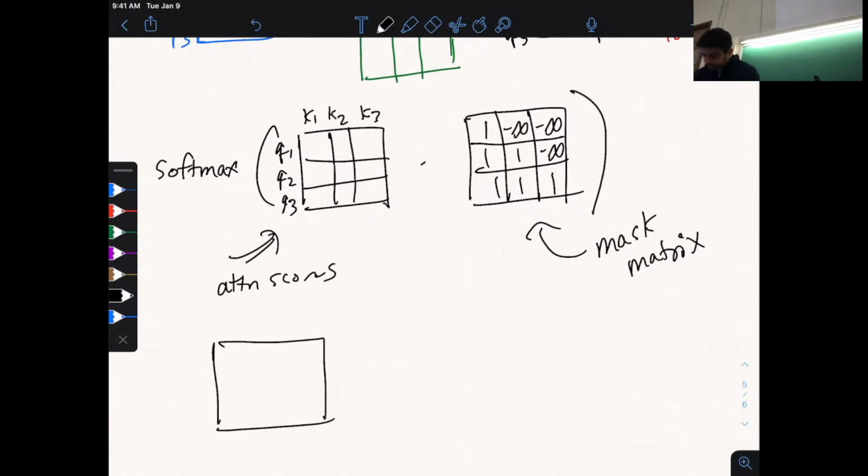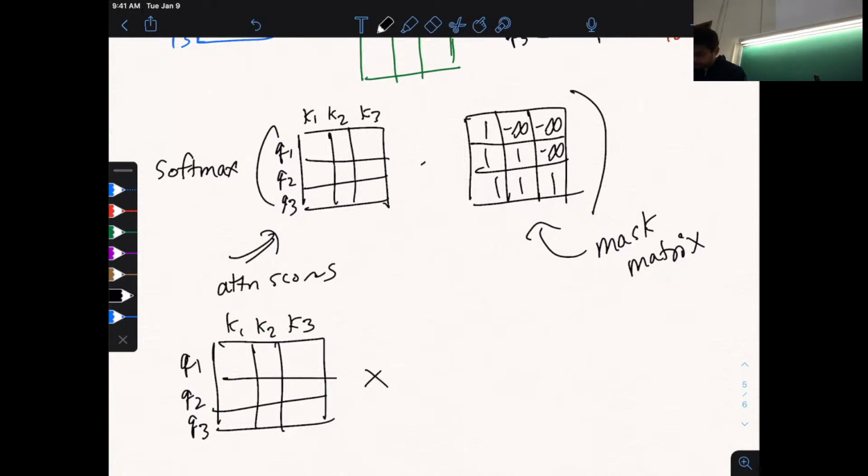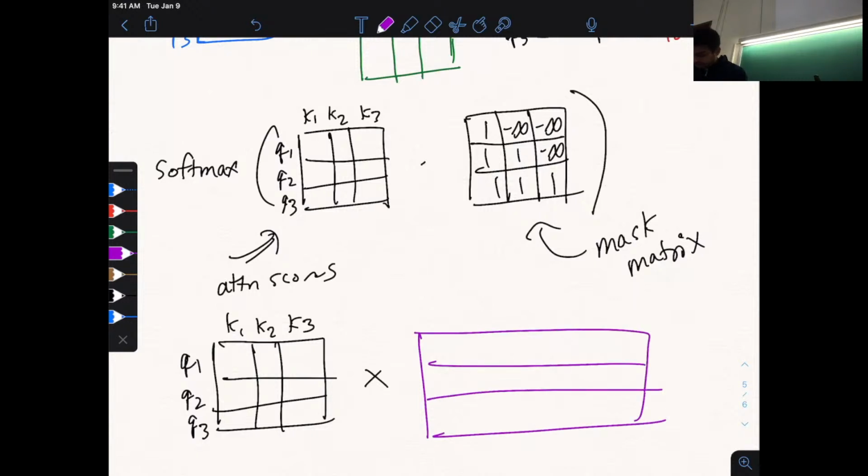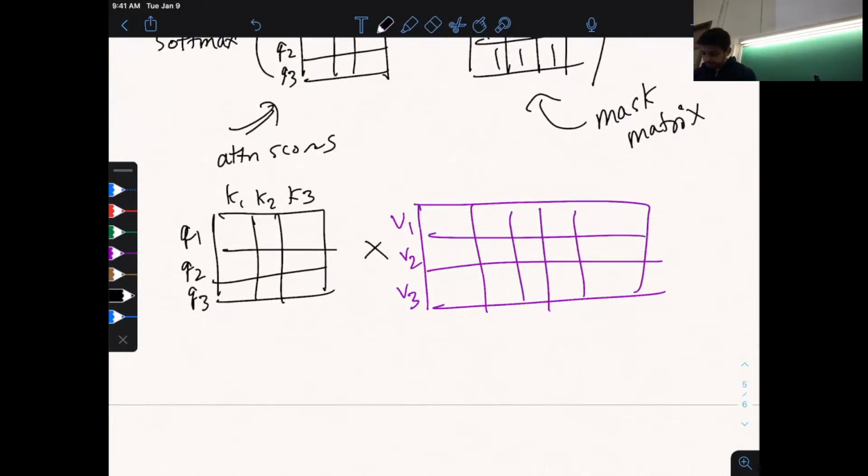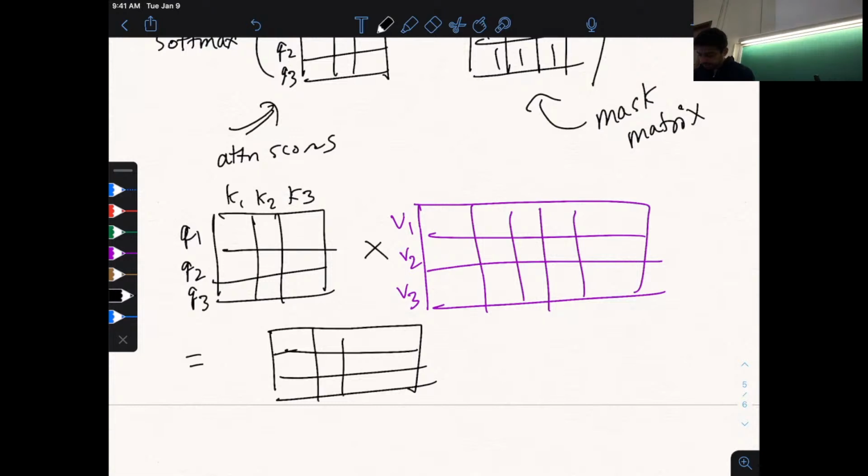And let's say I now have this softmaxed attention score matrix. Now I can just multiply this matrix with our value vectors, where I also just arrange them into a matrix. And the result gives me my hidden states nicely arranged as rows of the resulting matrix.